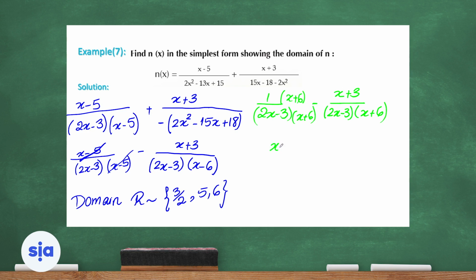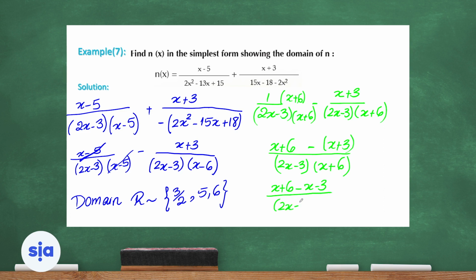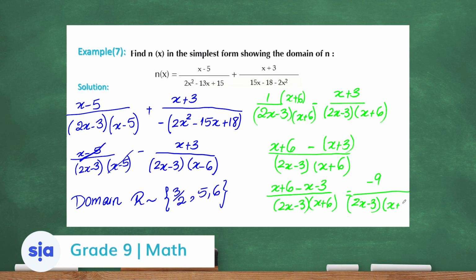So for the first one, we'll have x plus 6 minus x plus 3 all over 2x minus 3 times x plus 6. To simplify it more, it will be x plus 6 minus x minus 3 over 2x minus 3 times x plus 6. So in this case, it will be 9 all over 2x minus 3 times x plus 6.